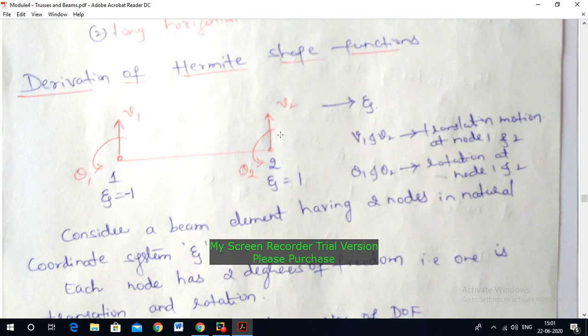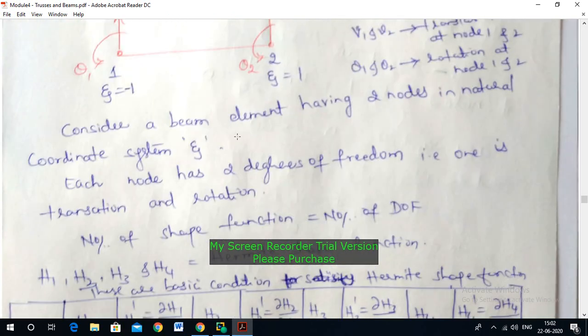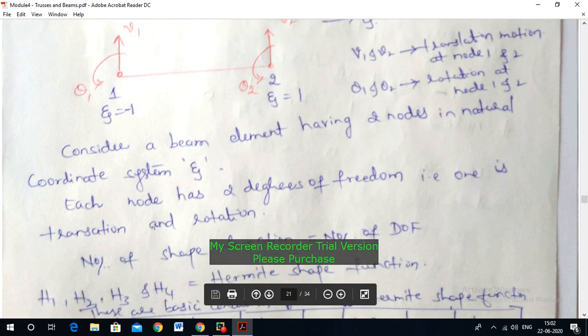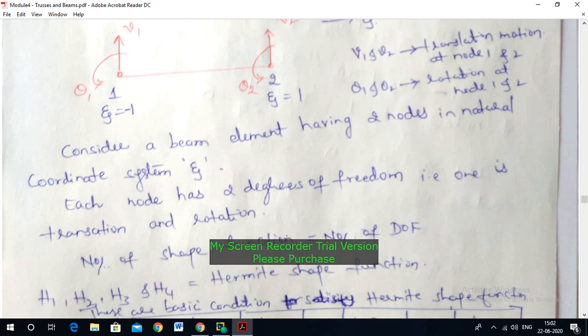Remember, in the beam element each node has 2 degrees of freedom, V1 having translation motion and theta 1 the rotational motion. Here I have written that V1 and V2 are the translation motions at nodes 1 and 2, and theta 1 and theta 2 are the rotation motions at nodes 1 and 2. Therefore, in the beam element, the number of shape functions is always equal to the number of degrees of freedom.